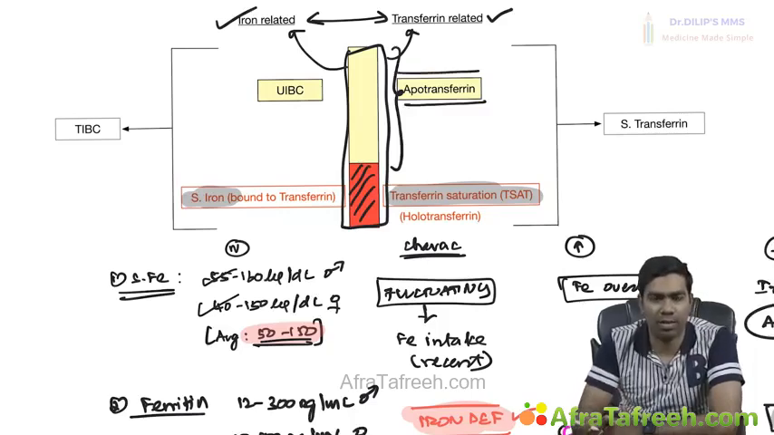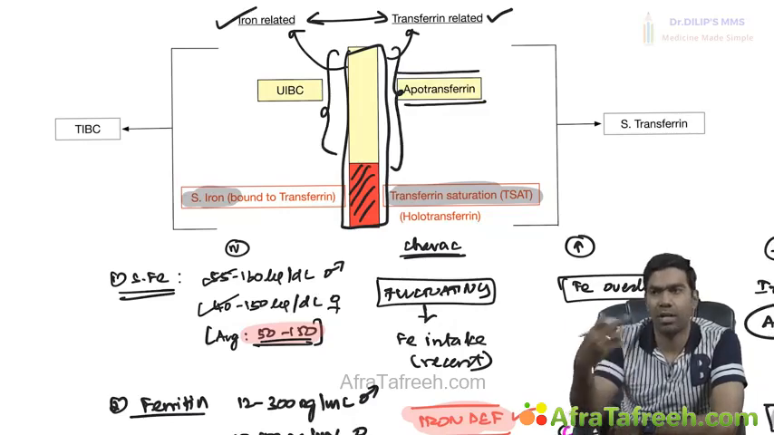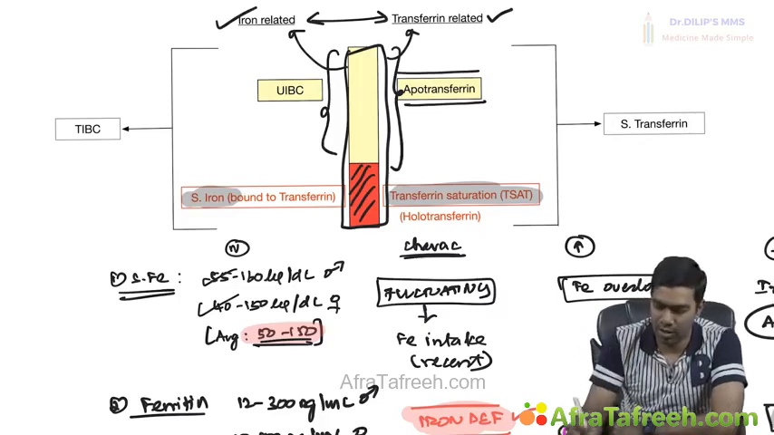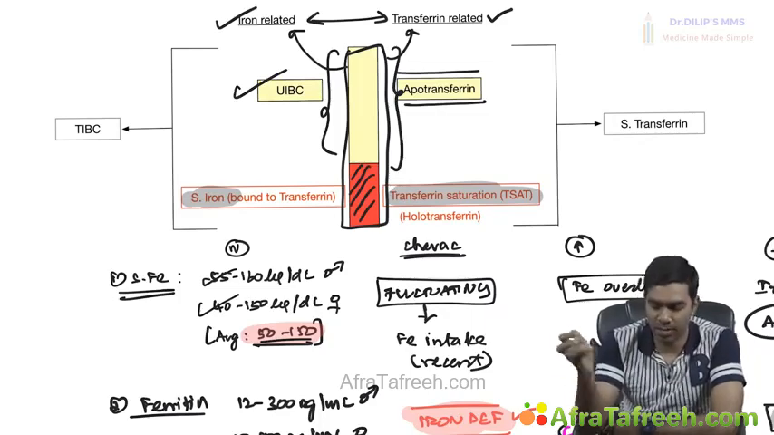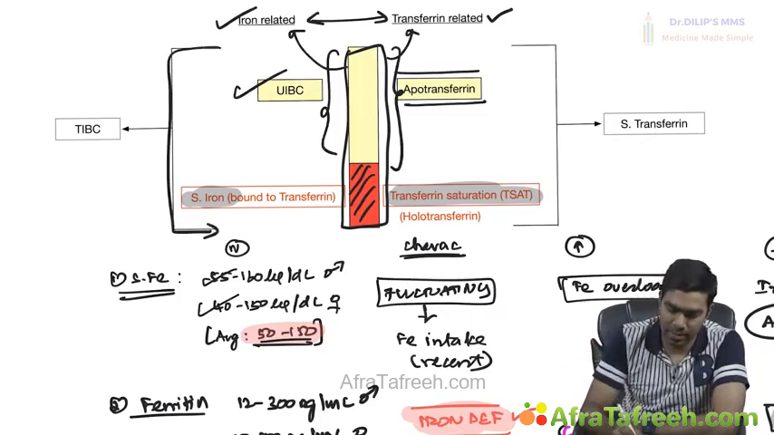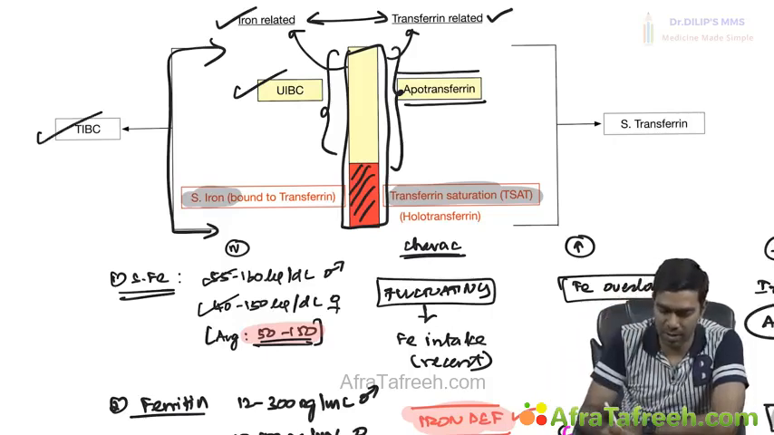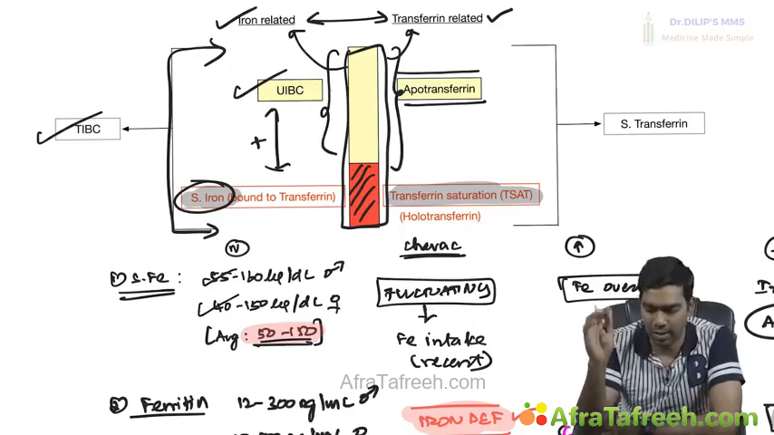The remaining part of the transferrin that is not saturated, if you tell it in transferrin terms, means it's apotransferrin, right? If you tell it in iron terms, the remaining part of the transferrin that is not saturated with iron, you're going to call it UIBC, the unsaturated iron binding capacity. Similarly, the entire thing becomes the total iron binding capacity, which means the unsaturated iron binding capacity plus the serum iron.